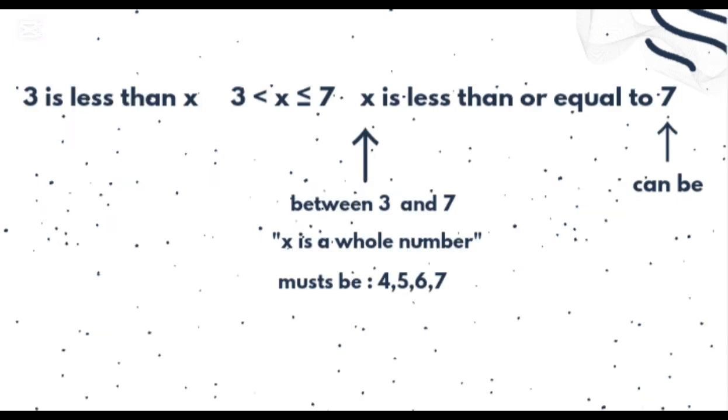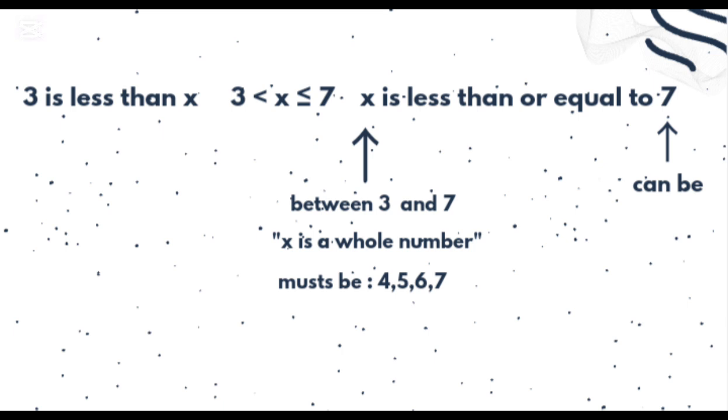The last thing we need to cover are inequalities like this, which contain more than one inequality sign. The signs work in exactly the same way too. So this one just means that 3 is less than x and x is less than or equal to 7. Or in other words, x has to be between 3 and 7. So if we were told that x is a whole number, then x must be 4, 5, 6 or 7. Because remember, it can't be 3 itself, because 3 is less than x, but it can be 7 itself.